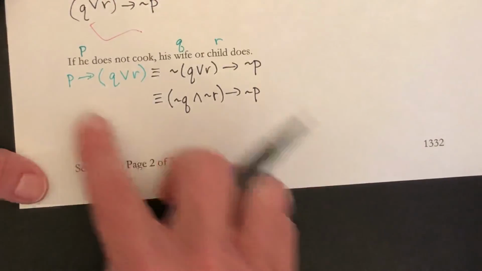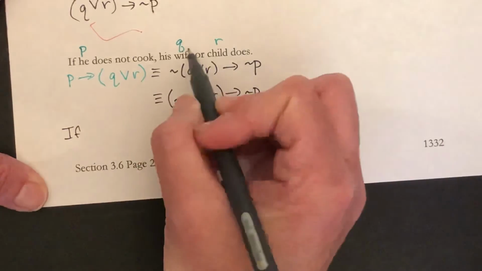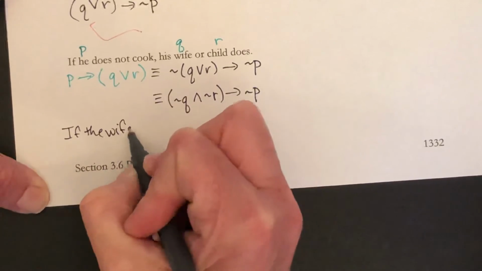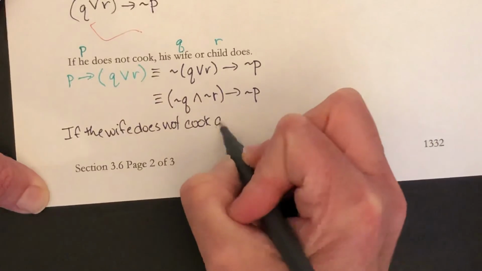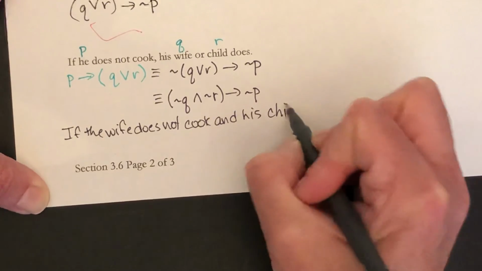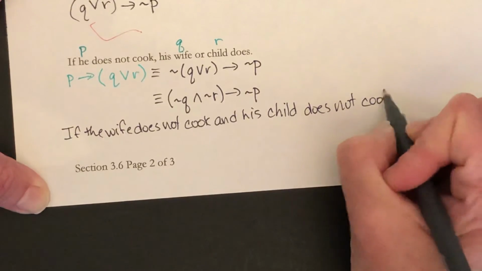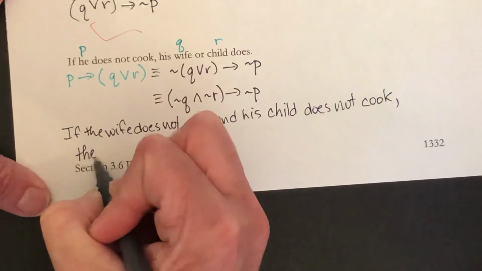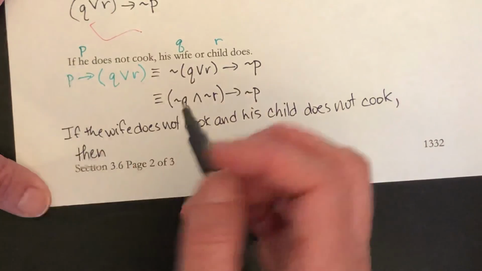Okay, so let's phrase this now. This says if the wife does not cook and his child does not cook, comma, so we can keep the parentheses, then not P. Well, P was he does not cook, so the negation of that would be he cooks.